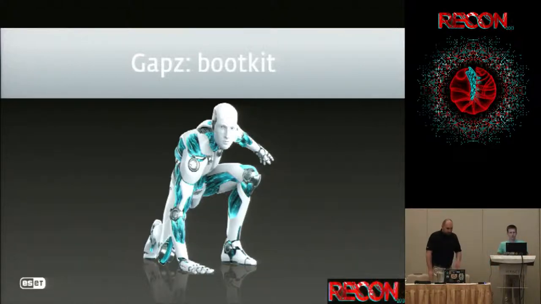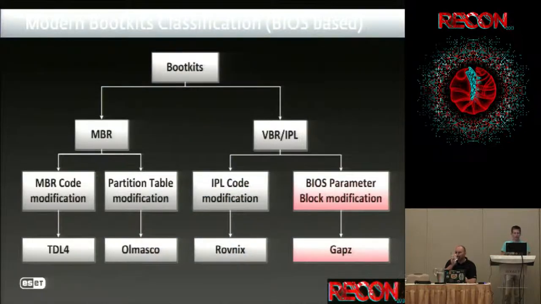So in the next slides, we will consider the bootkit implementation and the rootkit functionality of Gapz. Before we go any further, consider our classification of modern bootkits, which are based on bytes. We are not speaking here about UEFI bootkits because they have a different approach. All the bootkits seen so far in the wild may be split into two broad categories. The first one targets the MBR, master boot record. The other part infects the VBR.